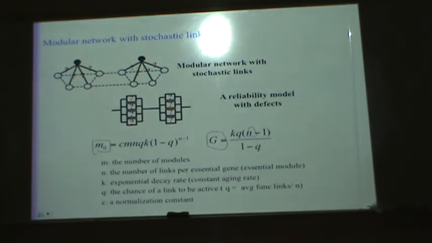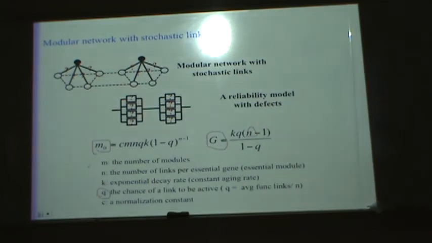My N is here, the number of links per essential gene. N is the number of modules, how many essential genes basically. And K is the exponential decay rate of those, basically the constant rate of aging. And Q is the chance of the link to be active. Basically that's the stochastic chance. The chance of a link to be active is almost like a toss of a coin, except this coin is going to give say 0.1 or say 0.8, is this going to work or not work.